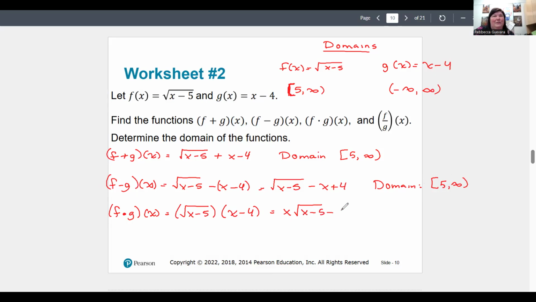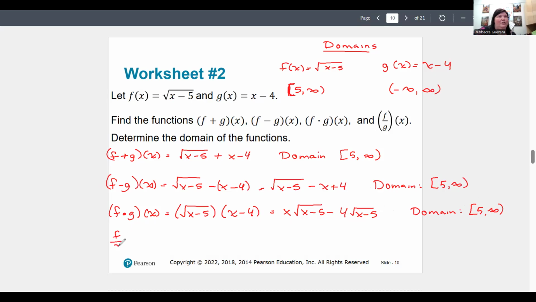We're not going to get too involved in trying to simplify this or anything like that. Got rid of parentheses, maybe that's happy. But once again, the only thing that's a problem is this square root. We need to make sure that what is under the square root stays non-negative. So my domain again is 5 to infinity. So it's this last one we have to worry about.